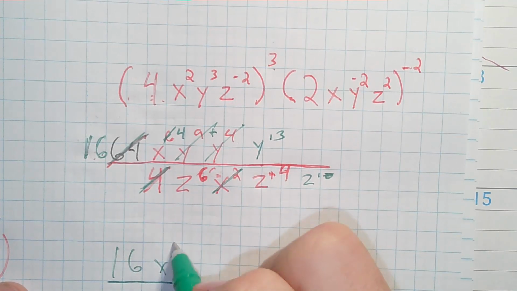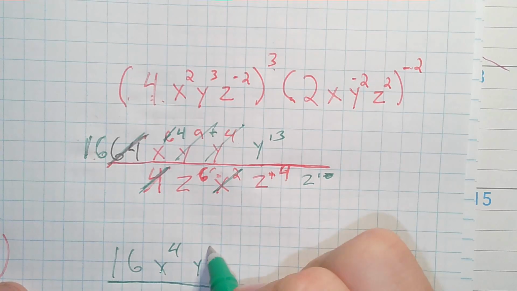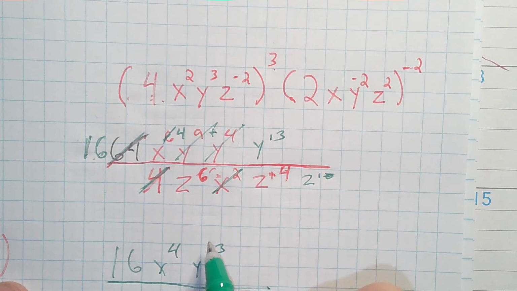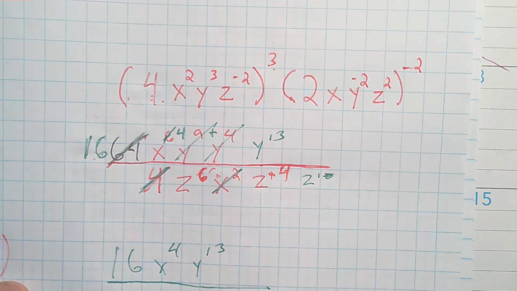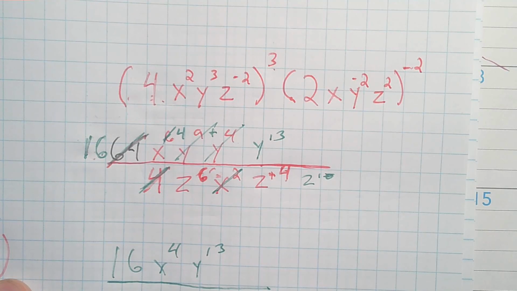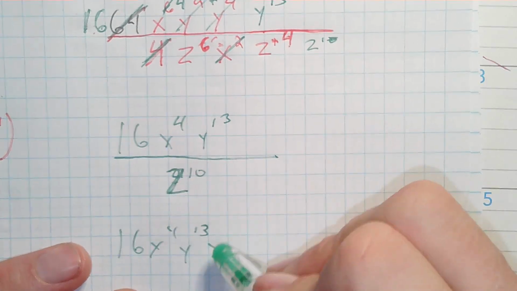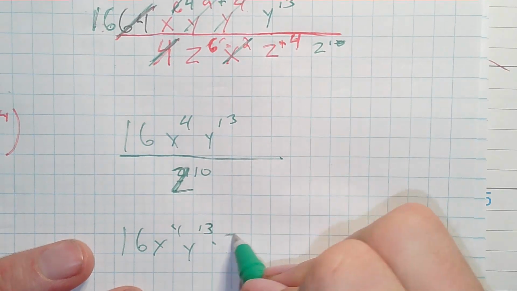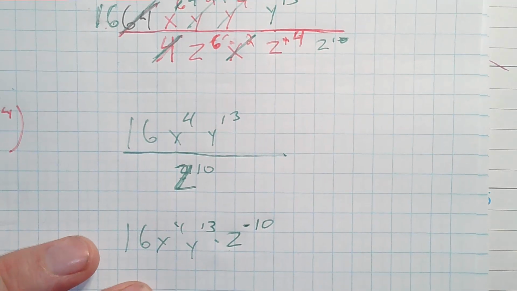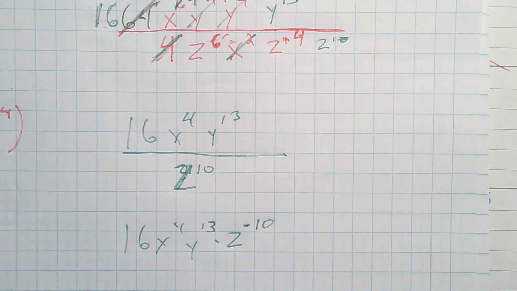16 over x to the 4th, y to the 13th, over z to the 10th, or you could write it as 16 x to the 4th, y to the 13th, and z to the negative 10th, if you really wanted to just write it on one line. Okay, so that kind of just shows all the different ways to do that, right?